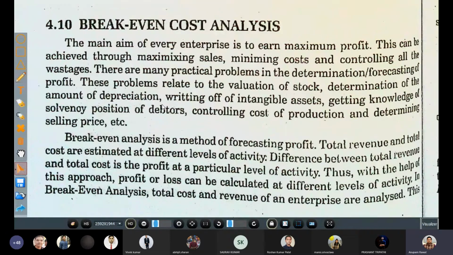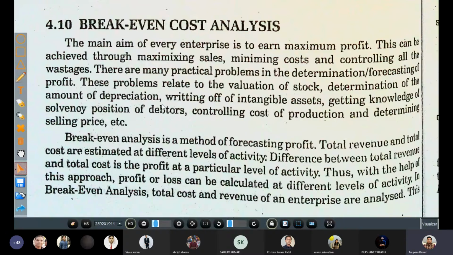So with the help of this approach, the profit and loss can be calculated at different levels of activity, and in this break-even analysis, the total cost and revenue of an enterprise are analyzed. This analysis explains the level of activity at which the total cost and total revenue of the enterprise will be equal, and thus it may be concluded that break-even analysis determines the level of activity at which we can start getting the profit.